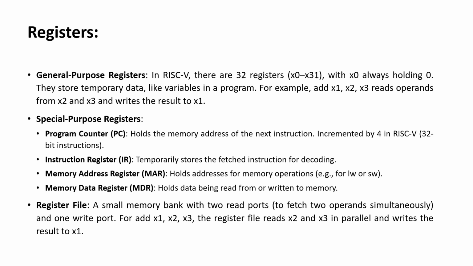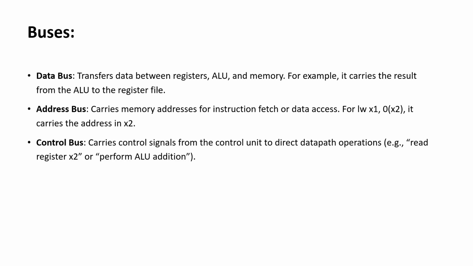Memory data register holds data being read from or written to memory. Register file, a small memory bank with 2 read ports and 1 write port. For add X1, X2, X3, the register file reads X2 and X3 in parallel and writes the results to X1.